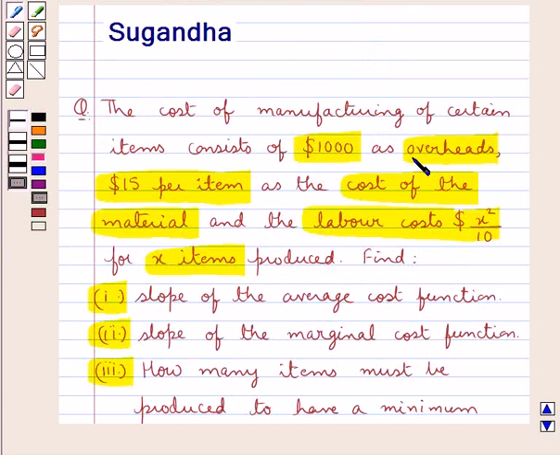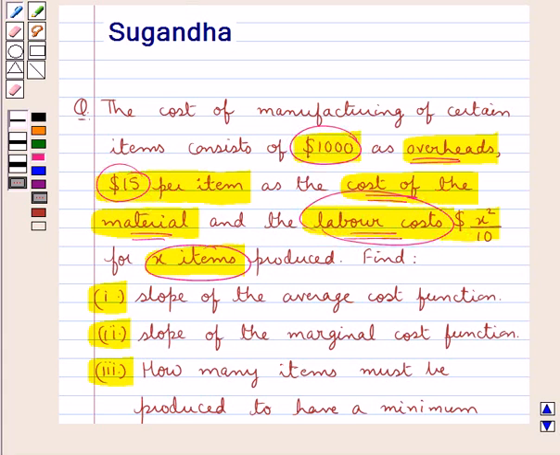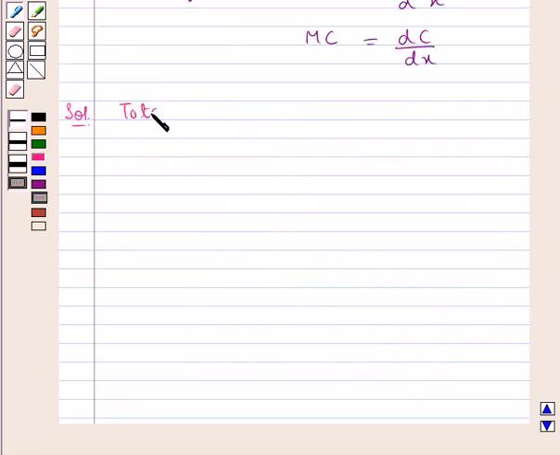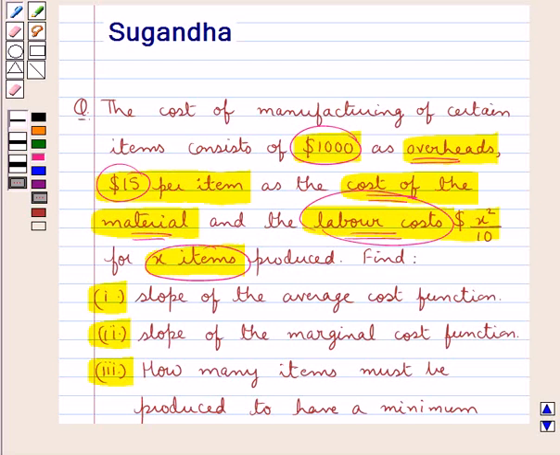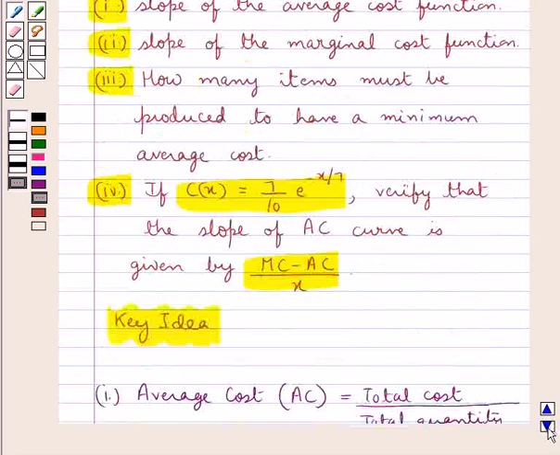In the question, we are given the overhead charges, then the cost of the material, the labor cost, and they all make together the cost of the manufacturing of the certain item. And it's also given that X items are produced. So, on adding the overhead charges, the cost of the material per item, and the labor cost, we would get the total cost of manufacturing. So the total cost is equal to overhead charges, which are given as $1,000, plus the cost of the material that is used. Now it is given that $15 per item is the cost of the material, and since there are x items, so 15x dollars is the cost of the material used in the production.